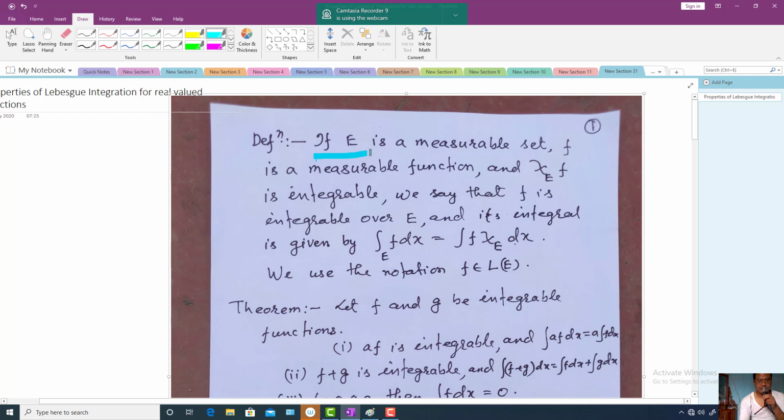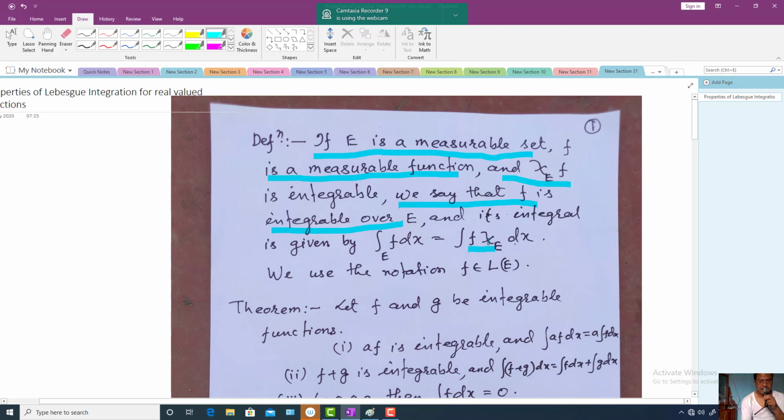So suppose E is a measurable set and f is a measurable function, and then we are assuming that chi_E f is also integrable. This function chi_E f is integrable, and then we say that f is integrable over the set E, and its integral value is given by this. Now the integral of f dx over the set E is equal to the integration of the function f chi_E dx. So here the integration is over the whole domain, the set of real numbers R.